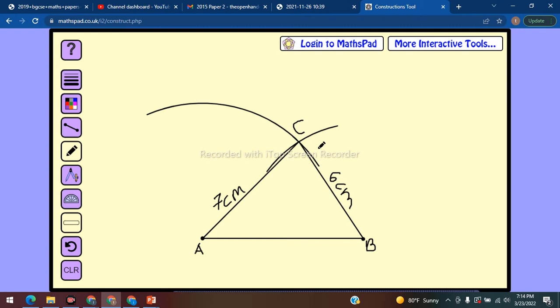Okay, so the next thing that they want us to do here is... I can't believe it's 7:14. How in the world did that happen?